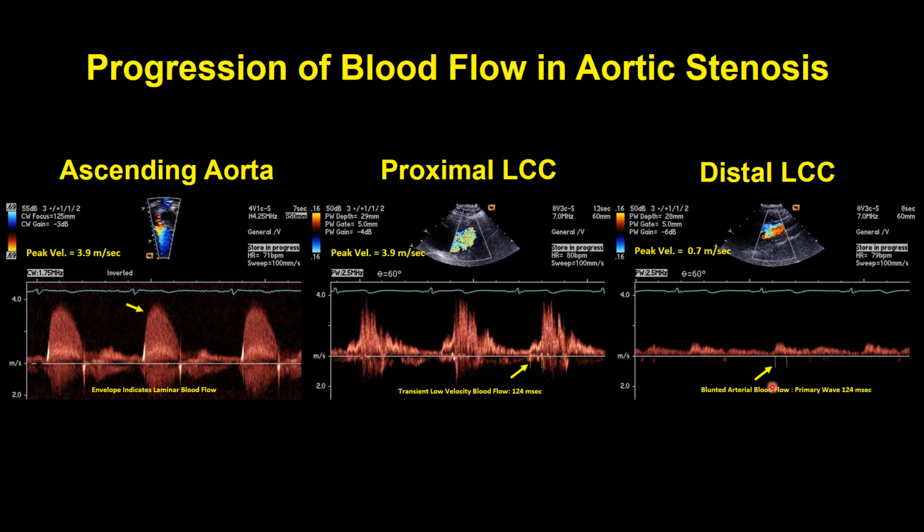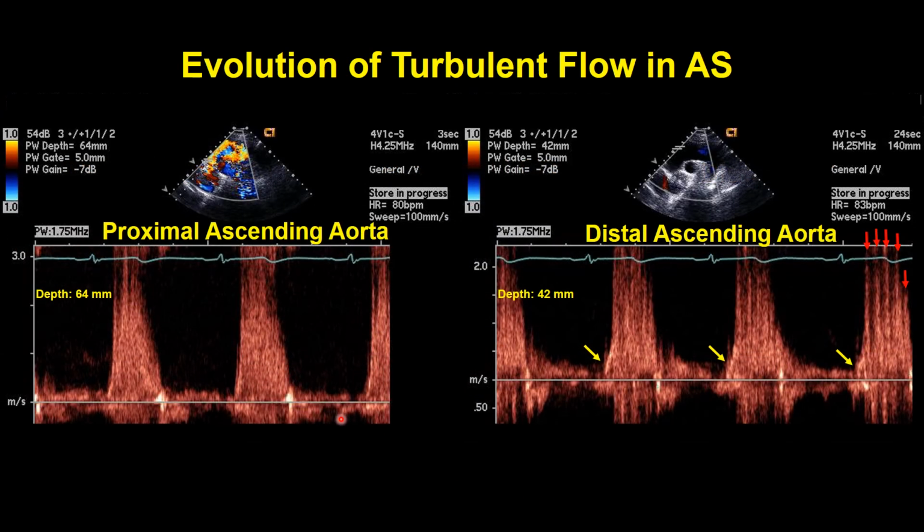now here. And I want to point out that in this moderate case, the peak velocity is 3.9 meters per second, and the aortic gradient peak velocity is 3.9 meters per second as well. So we're going to march up the aorta now. We're right here. The sample volume's right here. It's still pretty laminar, but starting to break up. No evidence of transient low velocity blood flow.